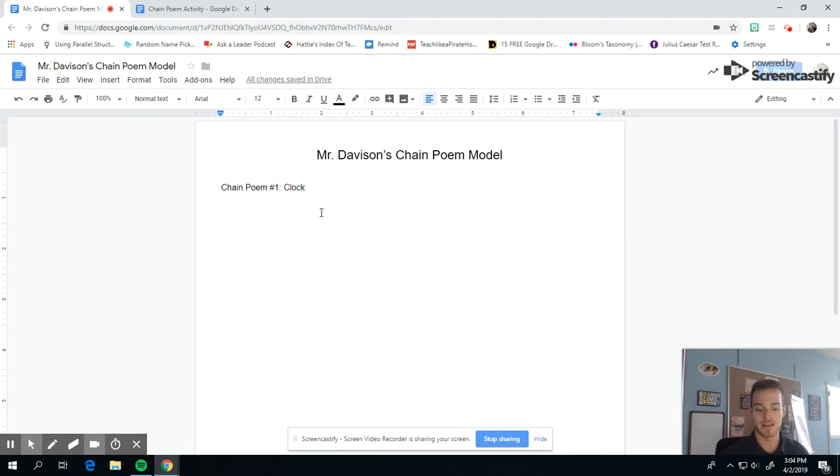using the word clock. What the word chain poem refers to is that we're going to start with one word, and then we're going to use that word to think of another word, and then another word, and another word, and we're going to essentially create a chain of 8 words, and then we're going to use those 8 words to create our poem. Okay, so I'm going to start with the word clock.